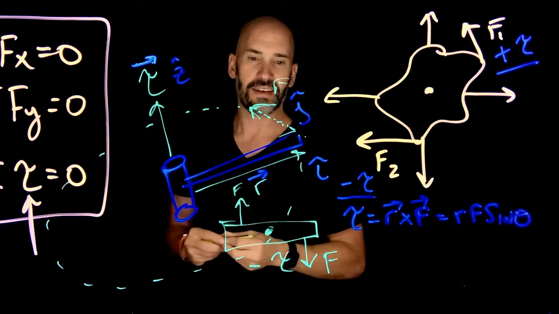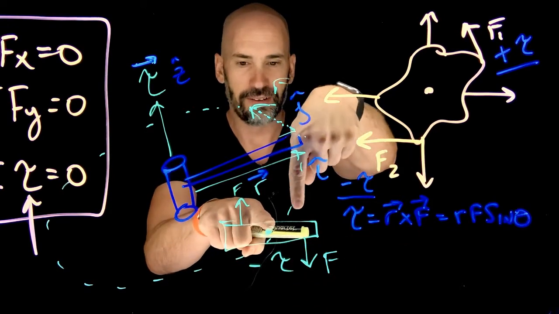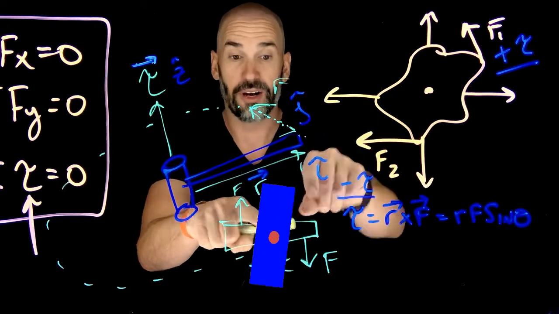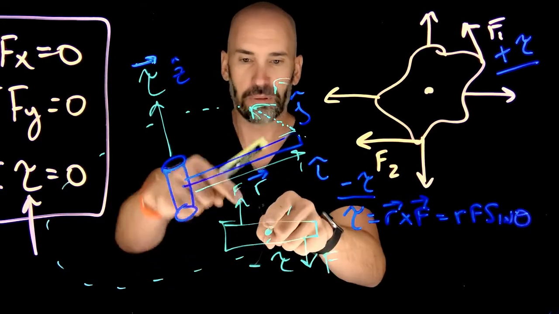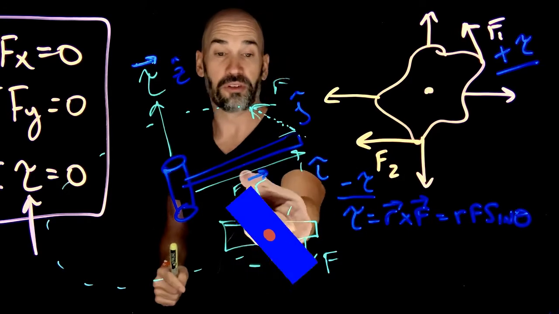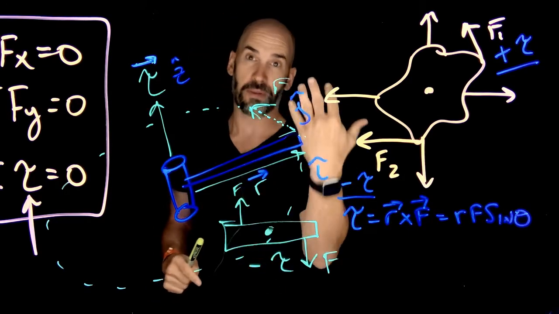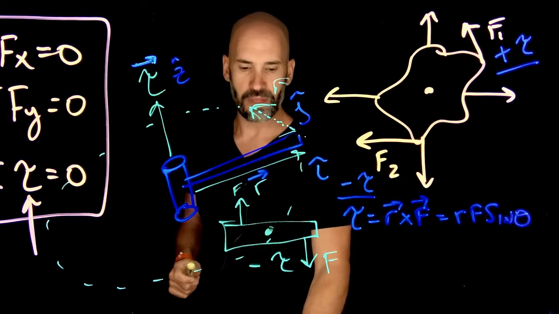Take a moment to decide. Well, if I push down here, again, this thing will want to rotate clockwise. That would be a negative torque, right? If I applied a force down, that would want to rotate counterclockwise. That would be a positive torque. All right, I hope that makes sense.